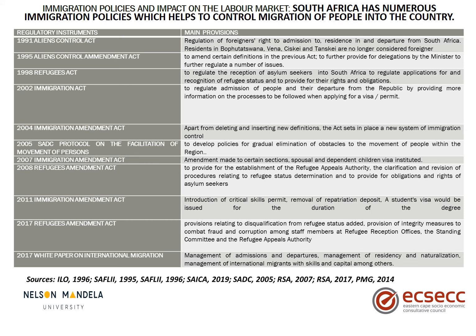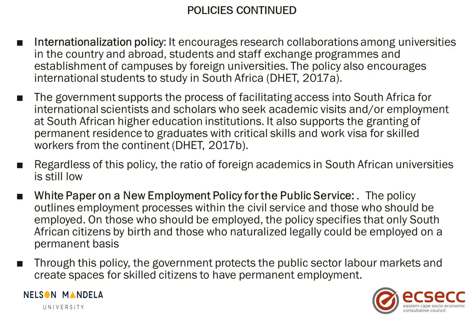So we have these regulatory instruments that have been used to regulate movement of migration into the country. A number of them here have been used to curtail movement into the country. And then we have an internationalization policy that encourages research collaboration among universities in the country and abroad. In fact, through these internationalization policies, foreign researchers and international staff get employed in the universities. Then we have the white paper on employment for the public service. This white paper says that only South Africans should be employed on a permanent basis. Foreign nationals could be employed on a temporary basis. So this policy protects the public sector labor market and creates space for the citizens.